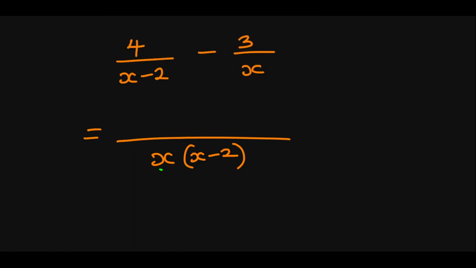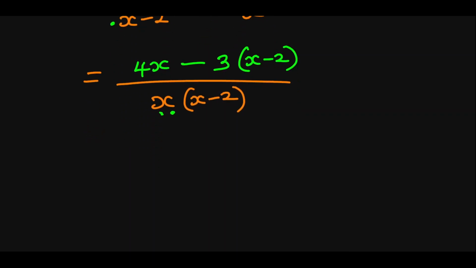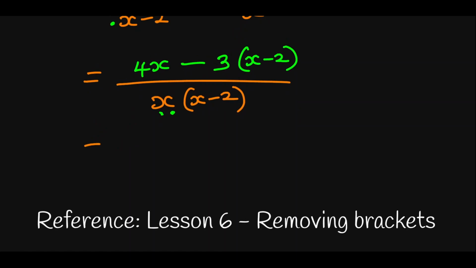x into x minus 2 divided by x minus 2. x minus 2 will cancel out up and down. So we will have x left. Then that x multiplied by 4 gives us 4x. Then minus this x into x minus 2 divided by x gives us x minus 2. Then times 3. It will give us 3 into x minus 2. Now you see the interconnected nature of mathematics. We now have to fall back to what we learned in the last lesson, which is removing brackets.